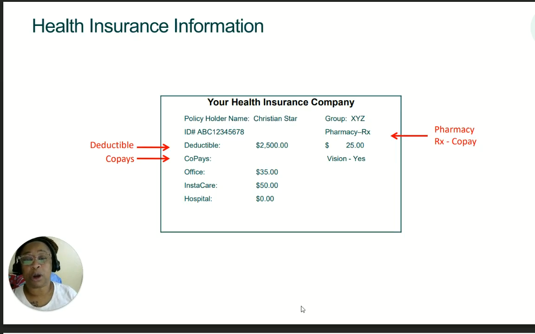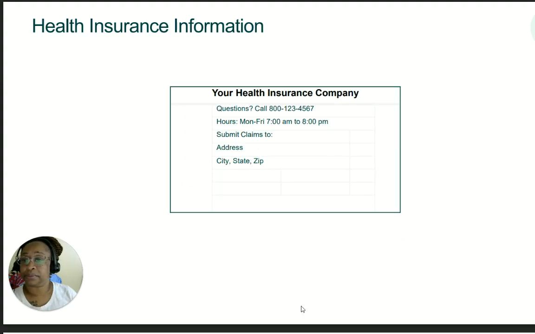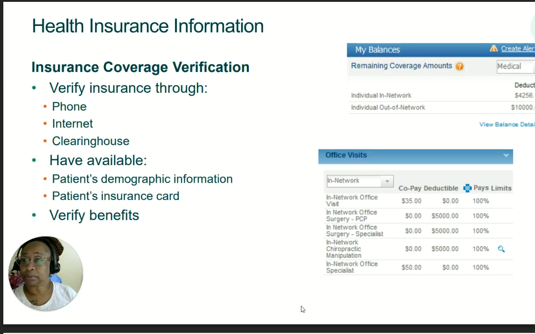Also, deductible and copay information is very important. We need to know what to collect for the actual office visit and what is the patient's responsibility for the services that will be rendered to them. Next, we need to have, like I said, a front and back copy of the insurance card. We need to have a phone number to reach them for claim status or verification, and also the correct information that we need to submit the claim.